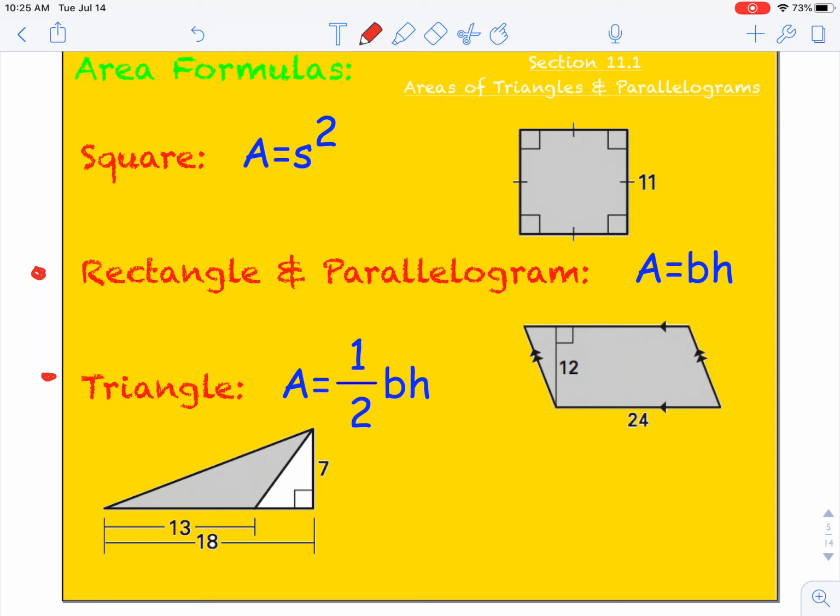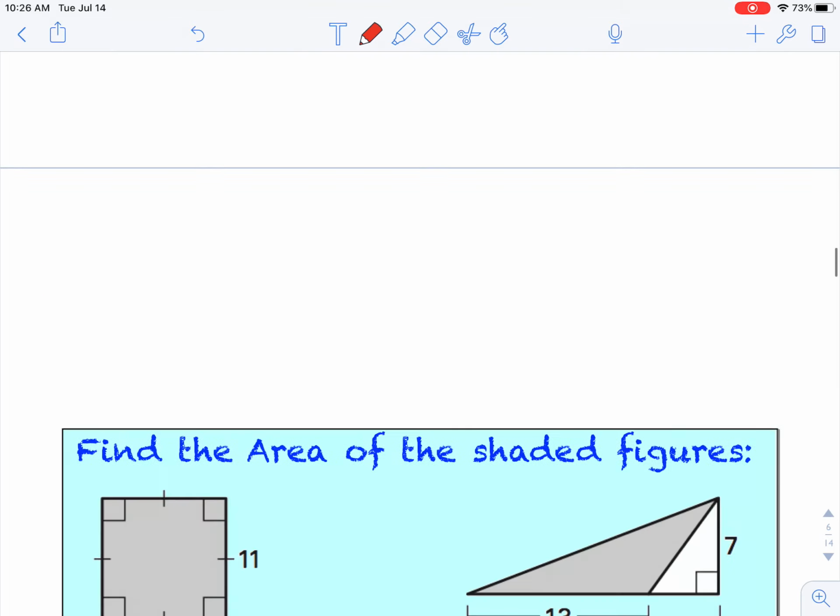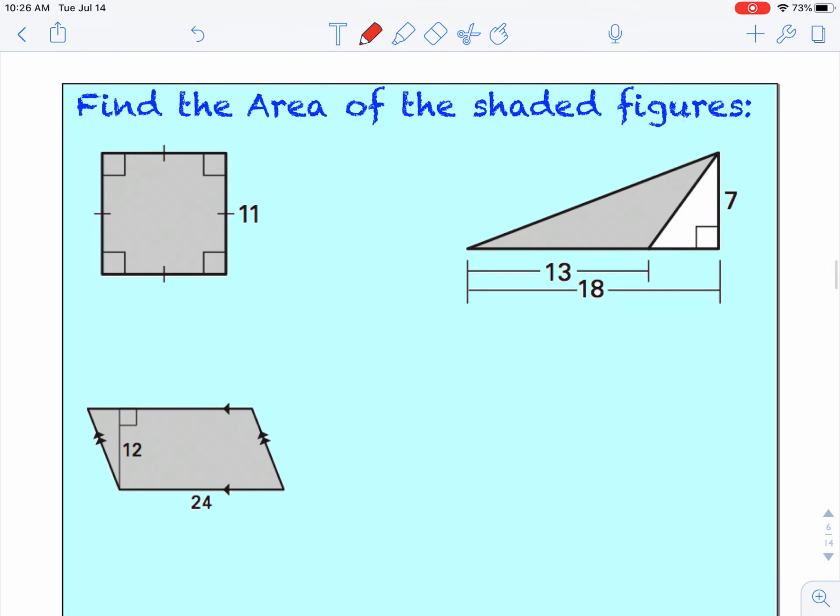So here's kind of a summary of the three that we talked about: rectangle and parallelogram, triangle, and then a square is just really the same, base times the height. It's just that the base and the height are the same. And so our base times our height becomes side times side. And that's where we get side squared. And it really doesn't matter which one you use. It's just easier when you're working backwards, if you're given the area, to use the side squared formula. So these should be pretty familiar to you.